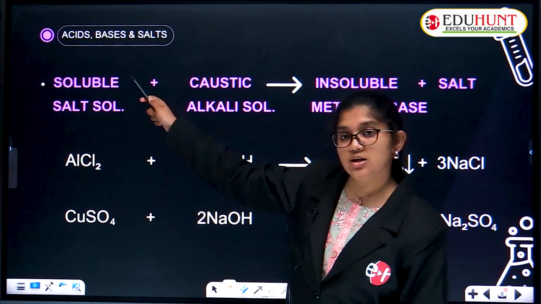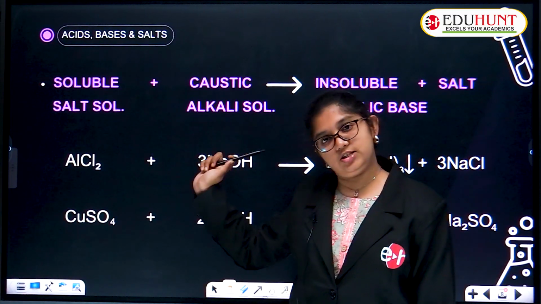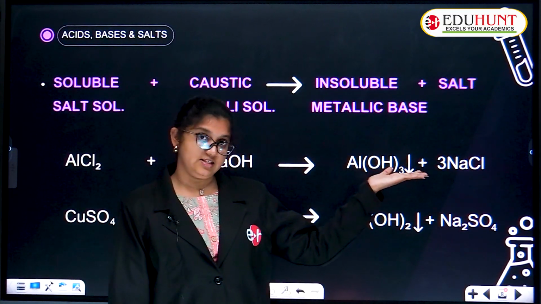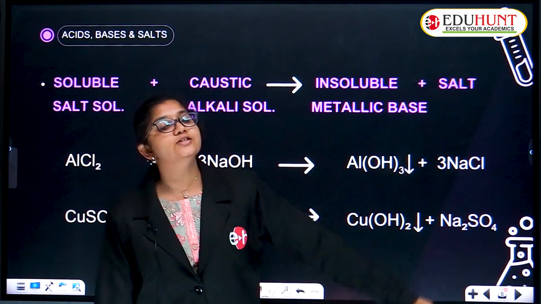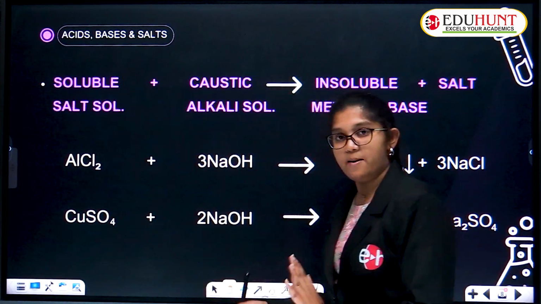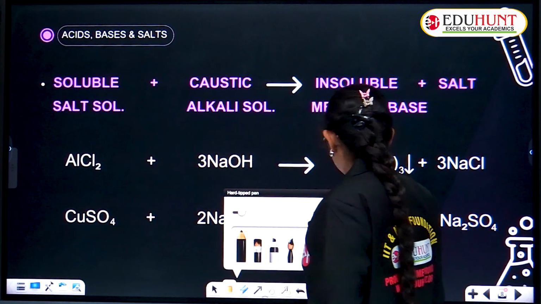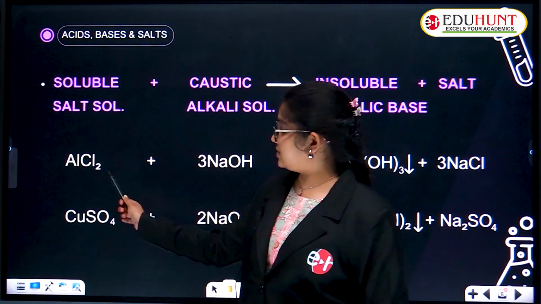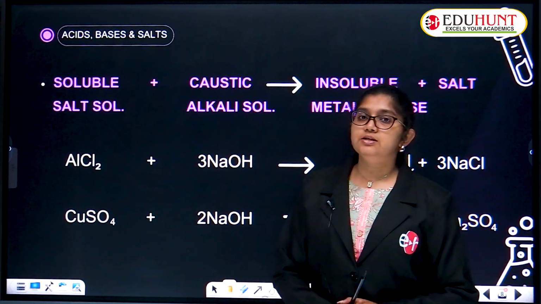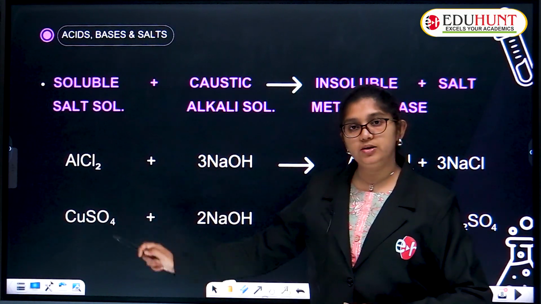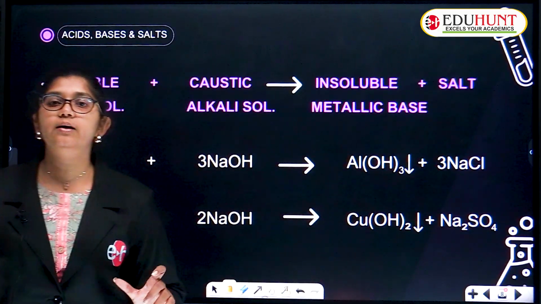Okay. So soluble salt solution plus caustic alkali solution, if we take these two, what do we get? We get an insoluble metallic base and salt. Okay, so we'll see how it goes with examples. Children, we have two examples over here. We'll take them one by one. First, let's take the soluble salt solution, aluminium chloride here.